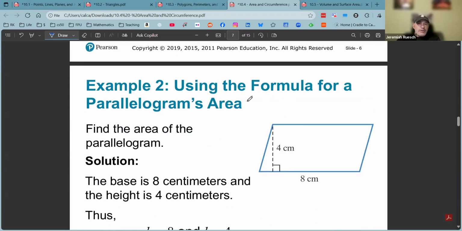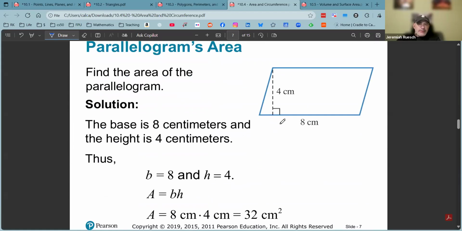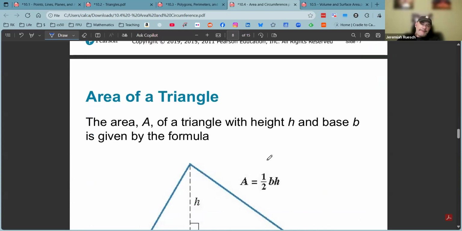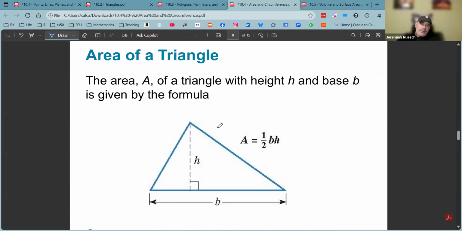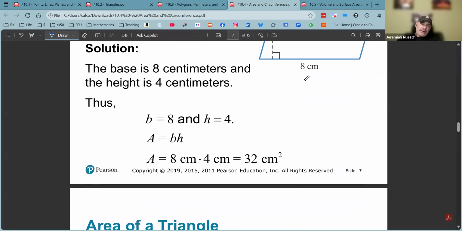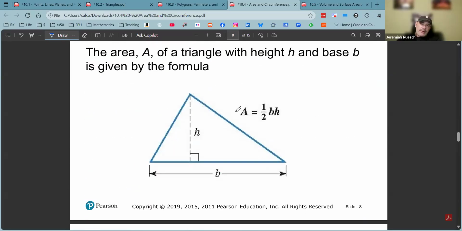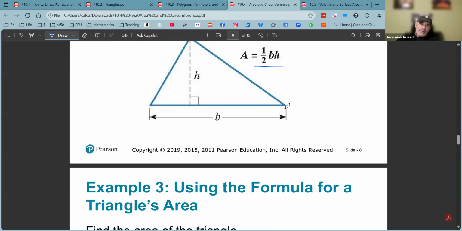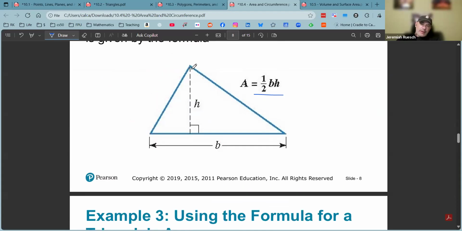All right, so we can use that to find the area of this parallelogram here. Parallelograms have opposite sides parallel, just in case it wasn't clear. Here we know the height is 4, we're given that, and its base is 8. So the area here is 32 square centimeters, which is what you see there. Okay, and the area of a triangle is exactly the area of a rectangle that's been cut in half. In this case, you could draw a parallelogram or draw an actual rectangle.